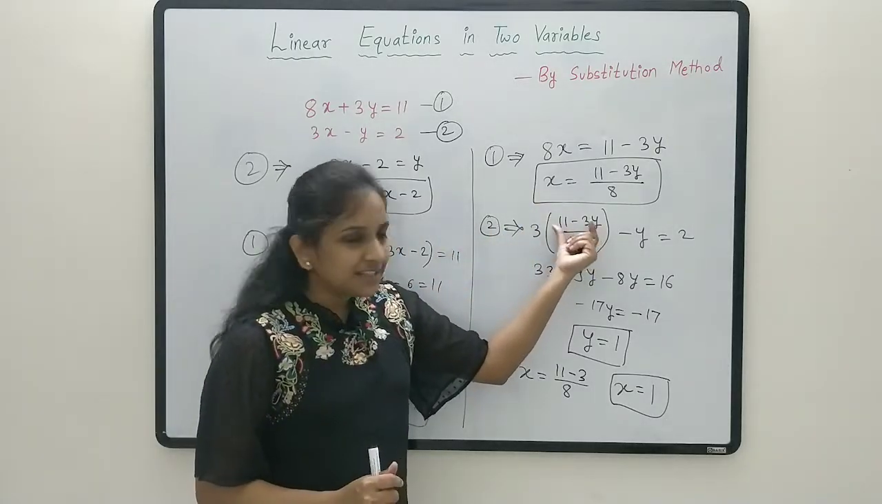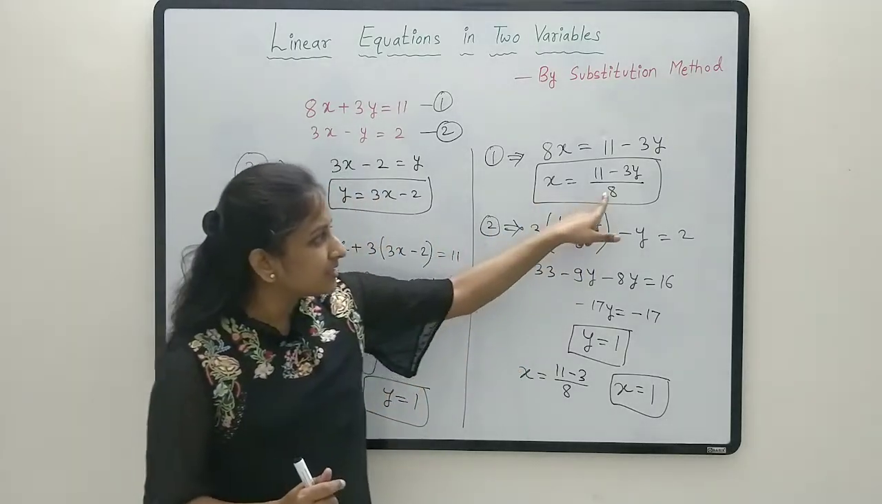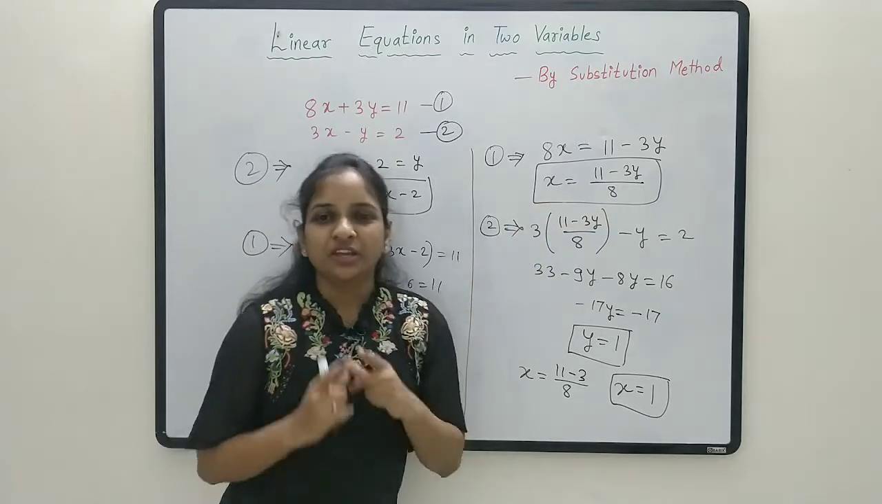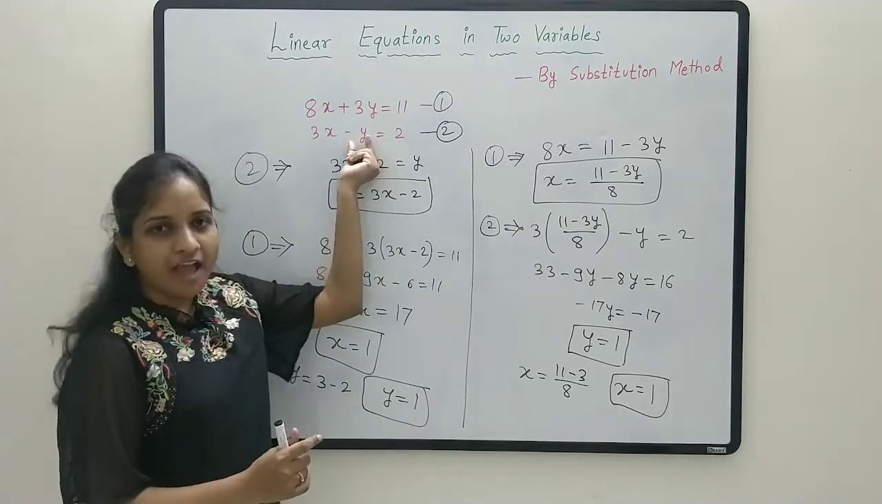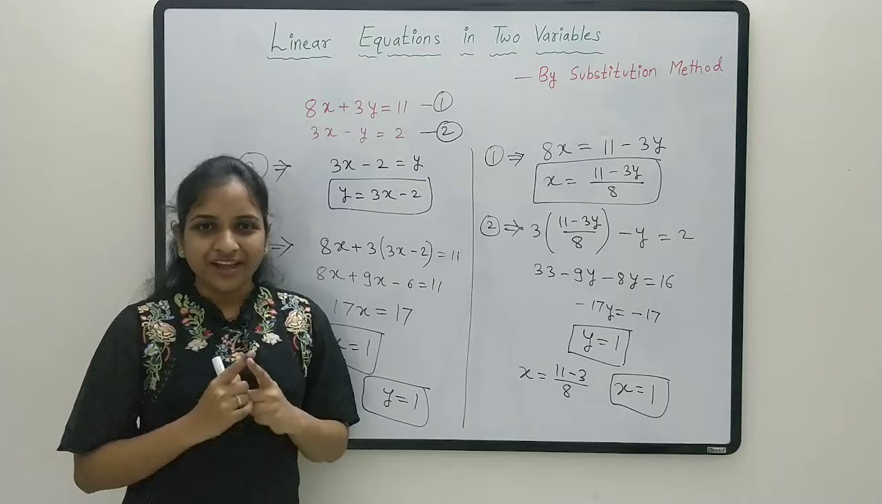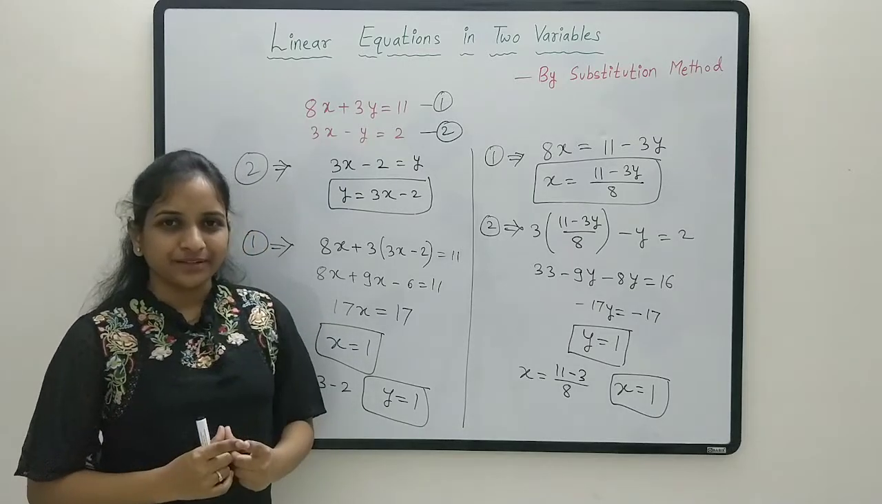But here, this is a little more difficult than this, because here in the denominator 8 is there. So always go with the variable having the lowest coefficient. Fine. Now let's solve another example.